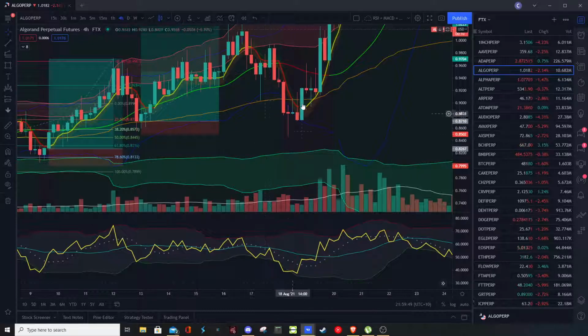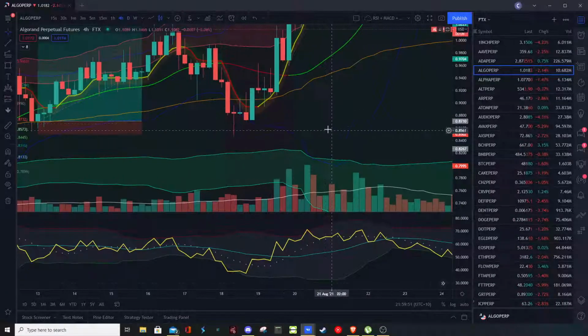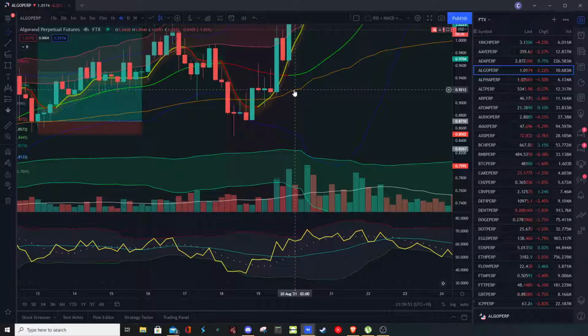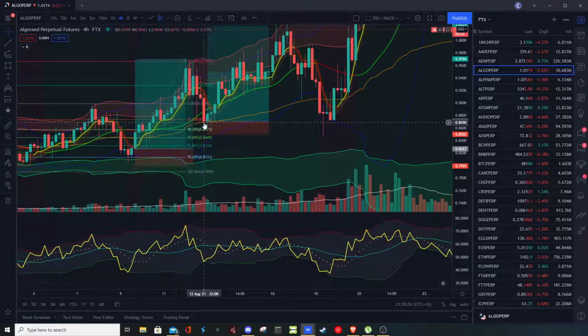But again, it's up to you how you wish to trade. If you took an entry there and you saw price back here, would you take another entry there?